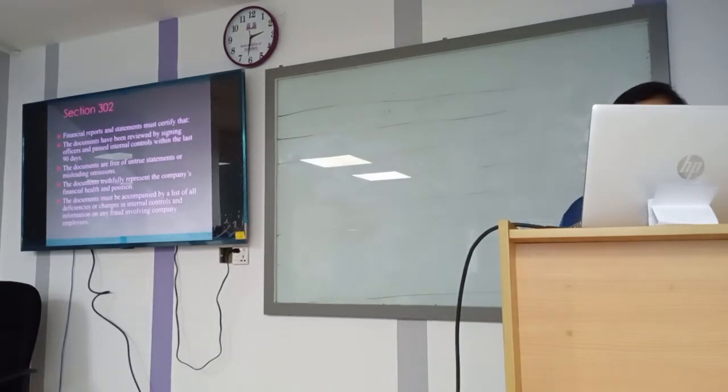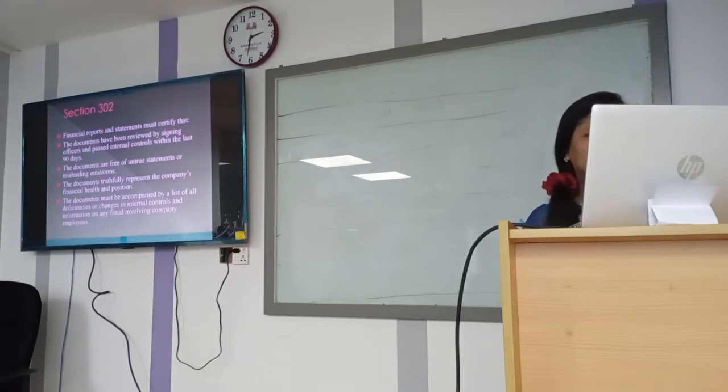Section 302. Financial reports and statements must be certified, stating that the documents have been reviewed by the signing officers and that they have passed internal controls within the last 90 days. The documents are free from untrue statements or misleading omissions. The documents truthfully represent the company's financial health and position. The documents must be accompanied by a list of all deficiencies and changes in internal controls and information on any fraud involving company employees.